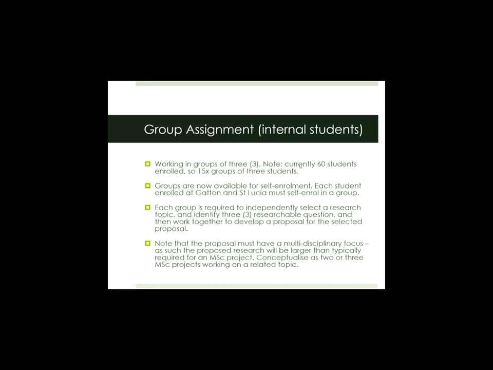So, looking at the group assignment, just a little bit of detail about what you need to do. This will be a group assignment with 3 students in each group. Unless enrolments change, yesterday we had 60 students enrolled in this course across St Lucia and Gatton. If we divide that by 3, we've got 15 groups. So I've set up 15 groups on Blackboard that you can self-enrol in. I'll check the enrolment over the next couple of days, and if it goes up, we can create 1 or 2 more groups.